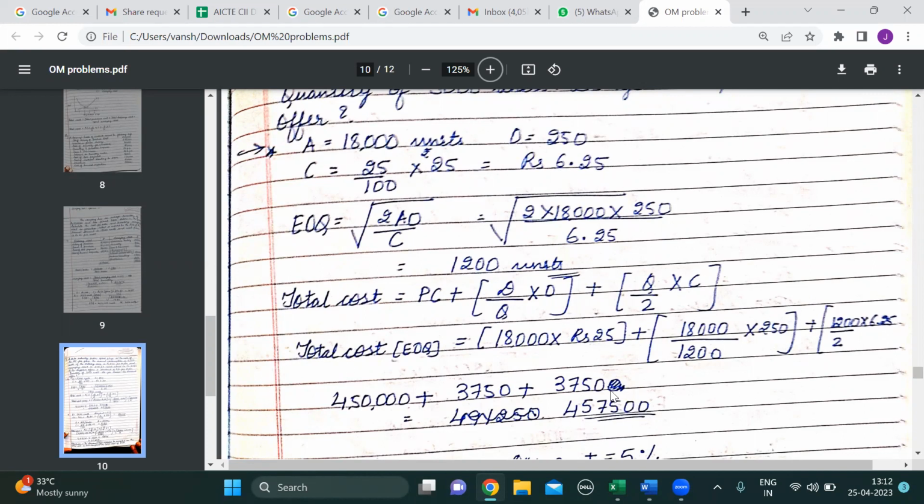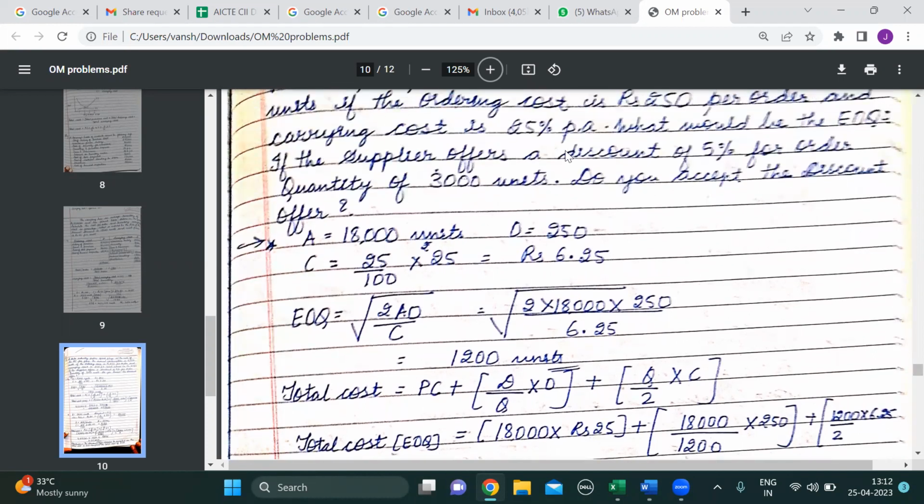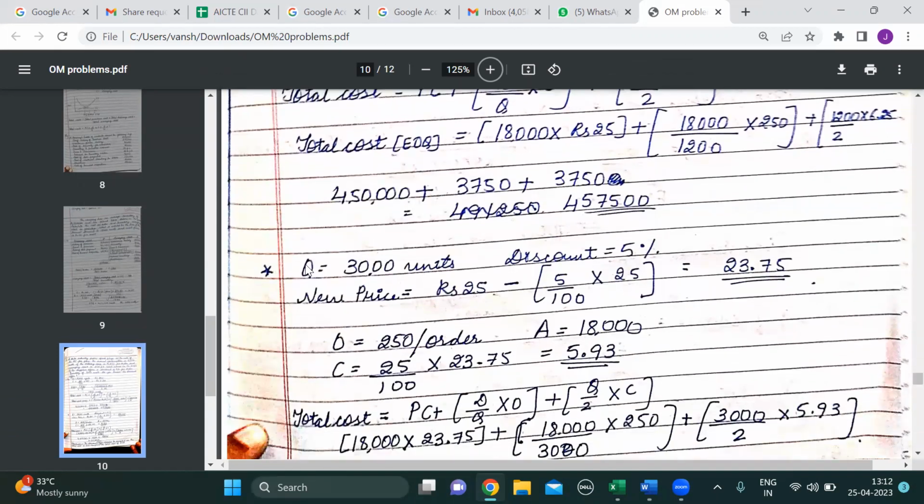Now we'll see the second part of the question. They have said if the supplier offers a discount of 5% for order quantity of 3,000 units. So according to EOQ, we have to order 1,200 units. But the supplier is telling, I'll give you 5% discount if you order 3,000 units. So will you accept the discount offer, they have asked. So let us solve for this. Quantity now, we are not taking EOQ 1200, but we have to take those 3000 units. If we order, we'll get a discount of 5%.